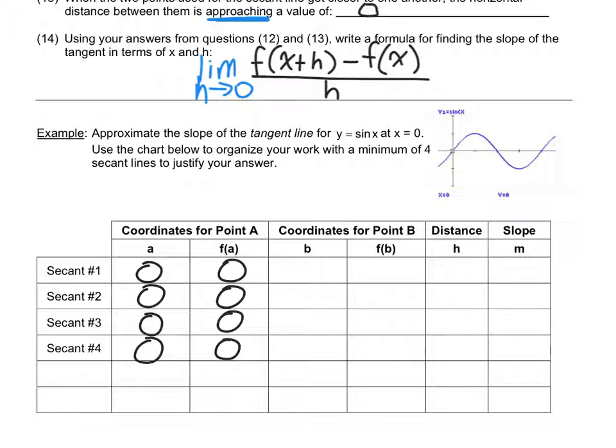But the idea is that just like on the previous one, we want to start off some distance away from our a value and start slowly working our way closer and closer. I recommend cutting it off here. Don't worry about the rest of this.